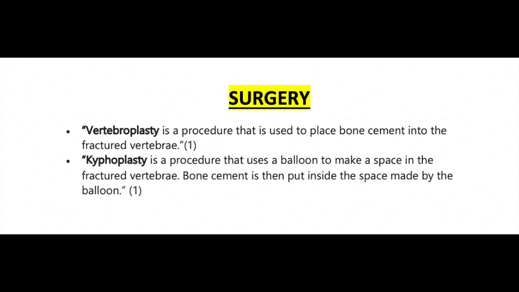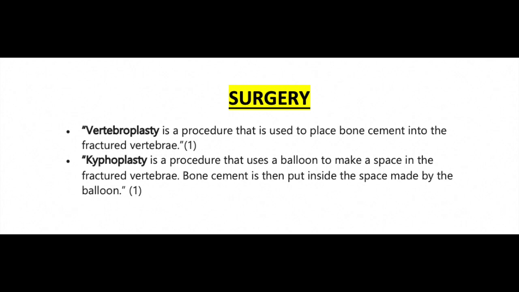So you can see here there's the vertebroplasty, which is a procedure that's used to place bone cement into the fractured vertebra. And then there's the kyphoplasty, which is a procedure that uses a balloon to make a space in the fractured vertebra. Bone cement is then put inside the space made by the balloon. So it's important to have an idea of what these are. This is more about you just having the knowledge. So if the patient says, hey, what is this surgery? What am I going to have done? It's still, like I said, the surgeon who should be answering the questions, but you should have an idea of what kind of surgery was done and what they actually do in the surgery.